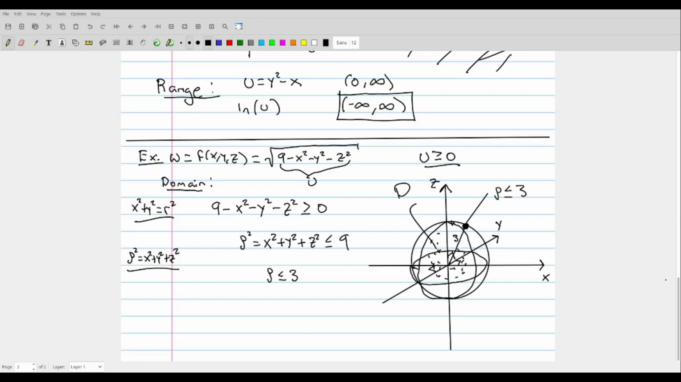Now for the range of this function, we can do the exact same procedure that we did in 1D or in 2D. You just again consider the function itself along with what it is in terms of the composition. So remember, we'll say u is this 9 minus x squared minus y squared minus z squared. And the function we're looking at is the square root of u. So what we want to do is figure out where u goes to and from when rho is less than or equal to 3. Rho is always positive as well, because it's the distance from the origin.